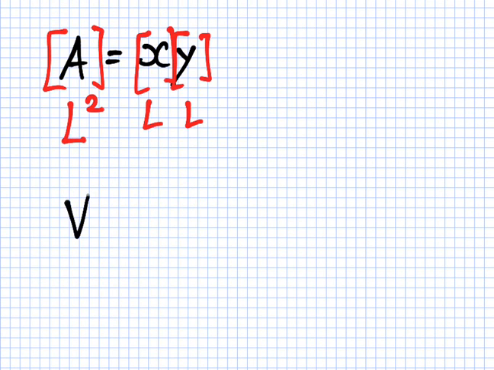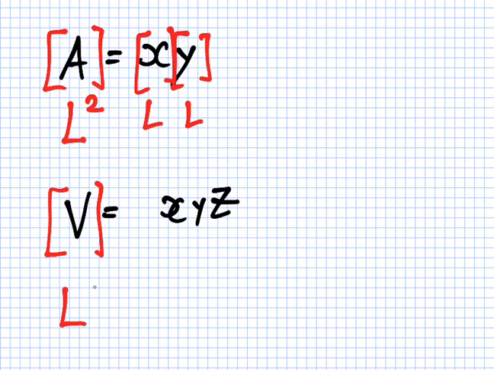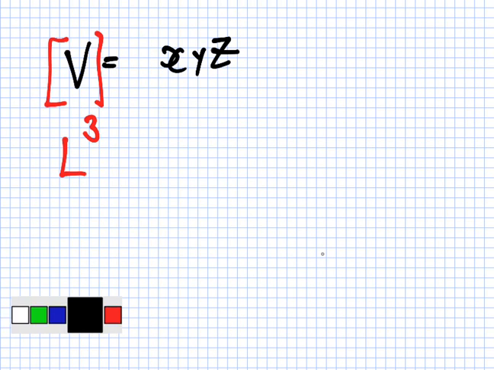V equals XYZ. Just XYZ? Okay. So just like the last one, maybe we can jump straight to the answer. What's the dimension? Length cubed. And the unit would be meter cubed. Okay. Right, what's the next one?